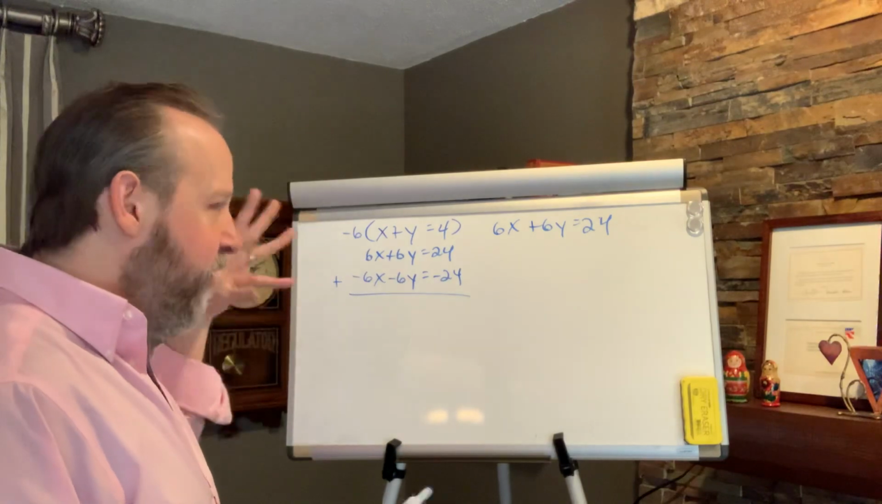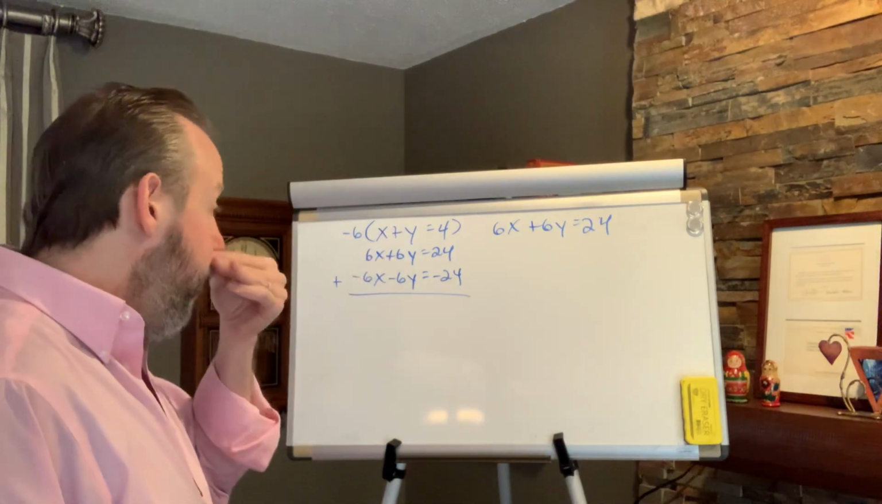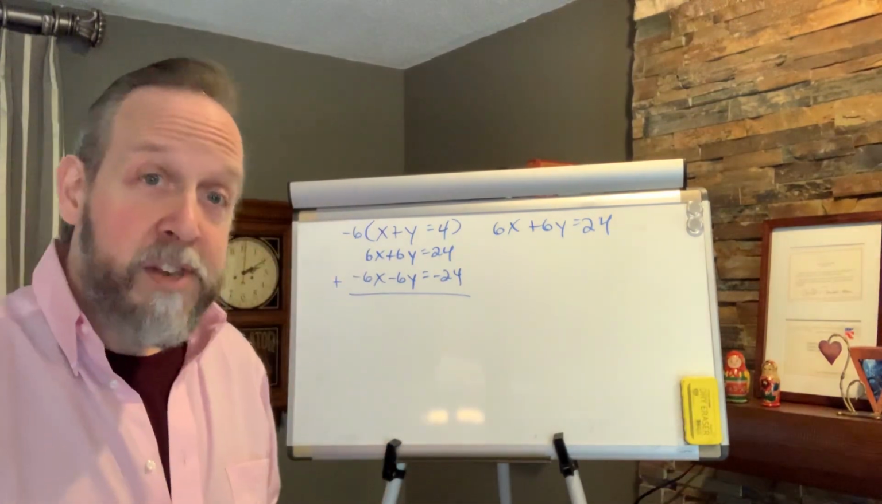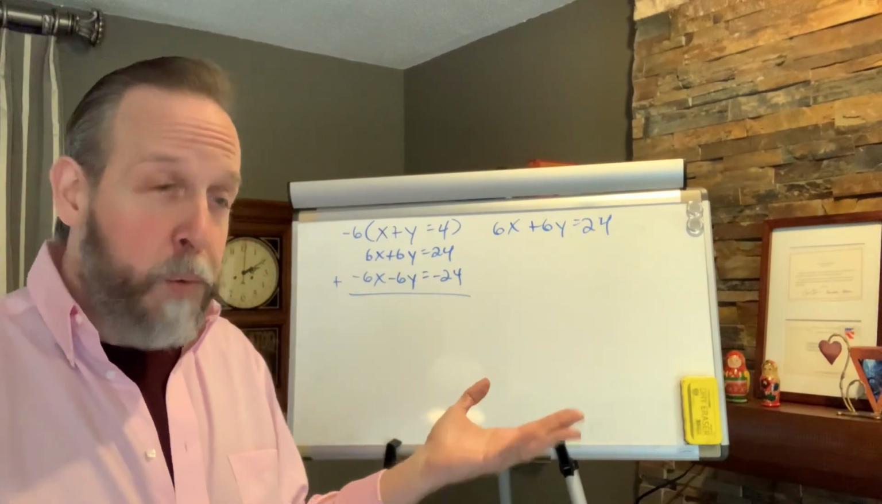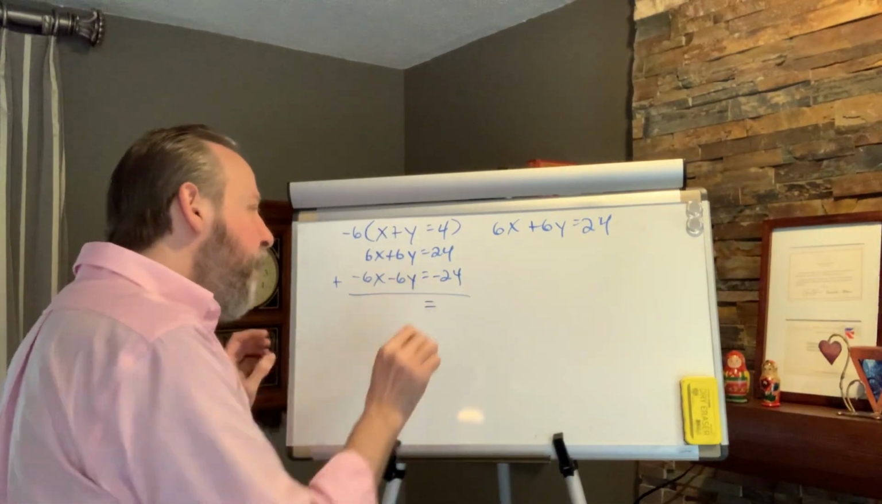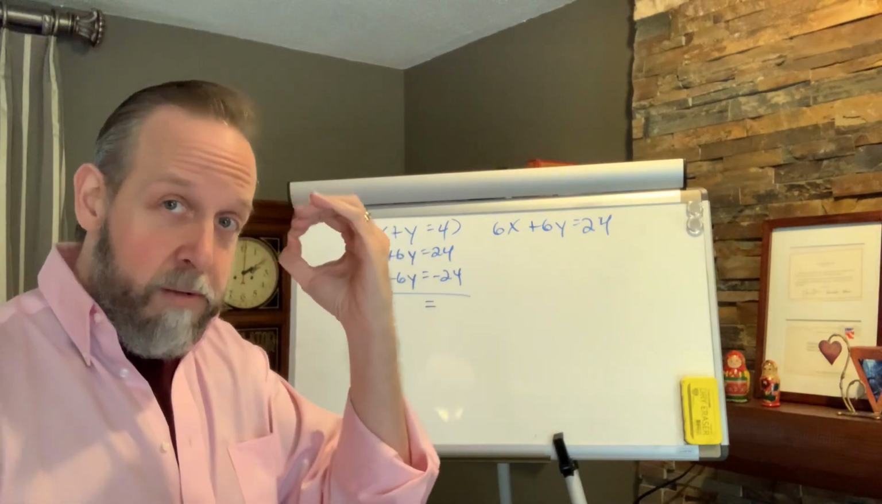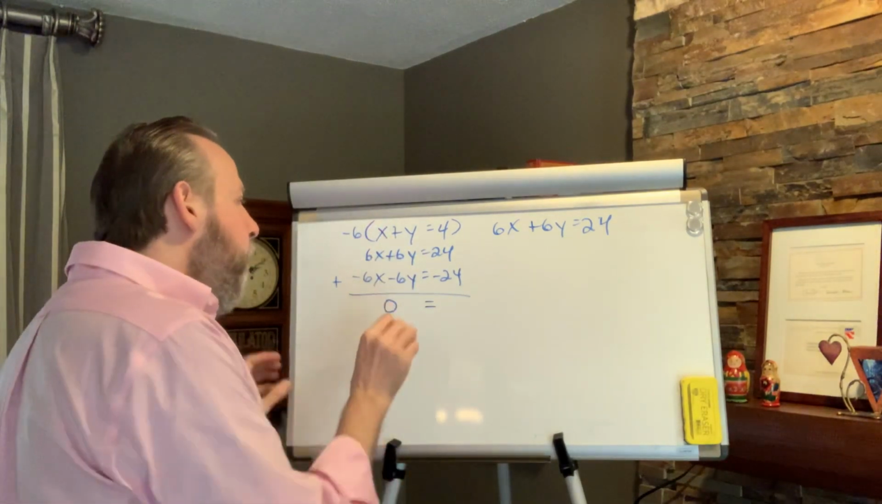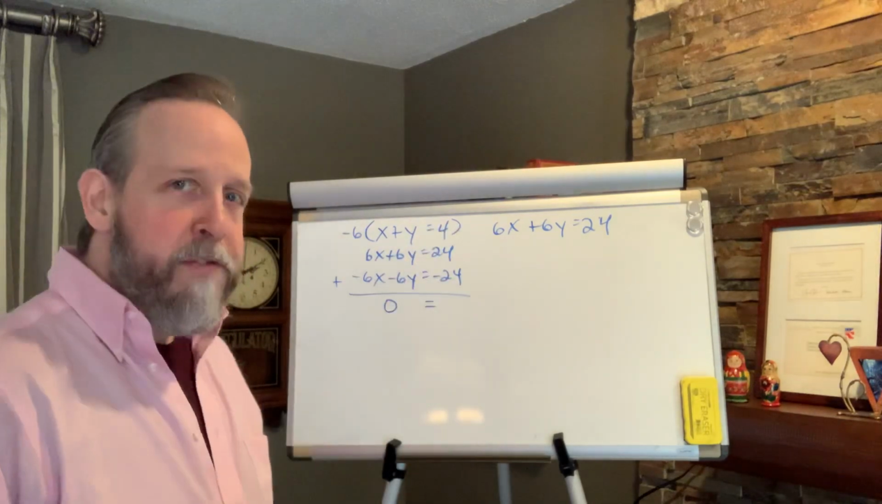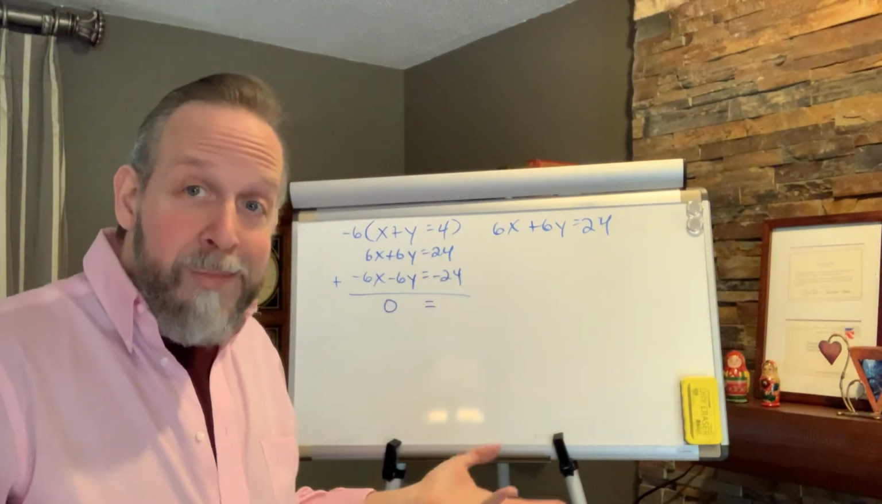6x, negative 6x cancels. 6y, negative 6y also cancels. Once again, we have no more variables to work with. It is still an equation, so there is still something on that side. It is the number 0. What's on the other side? 24 plus negative 24. Hey, wait, that's also 0.